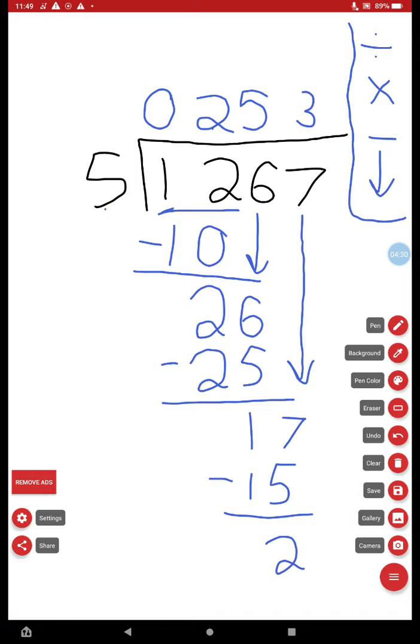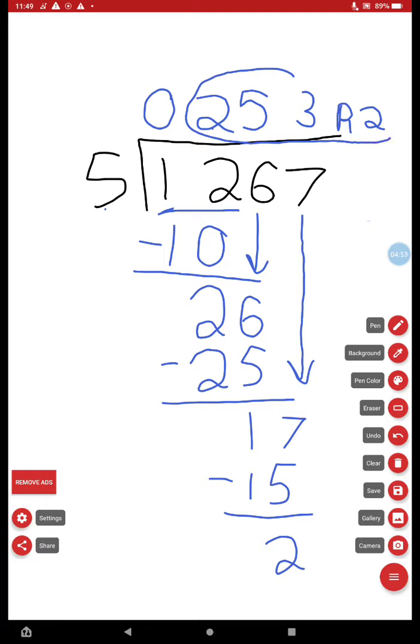Do I have any more numbers to bring down? No, I don't. So what that means is I have a remainder. I represent a remainder with a little r, and I write the remainder over here. So what's 1,267 divided by 5? Well, it's 253, remainder 2.